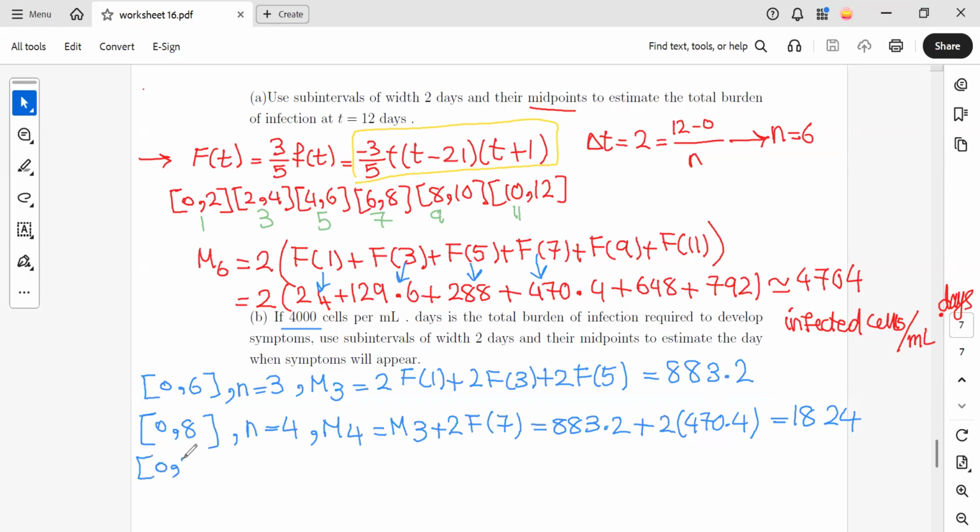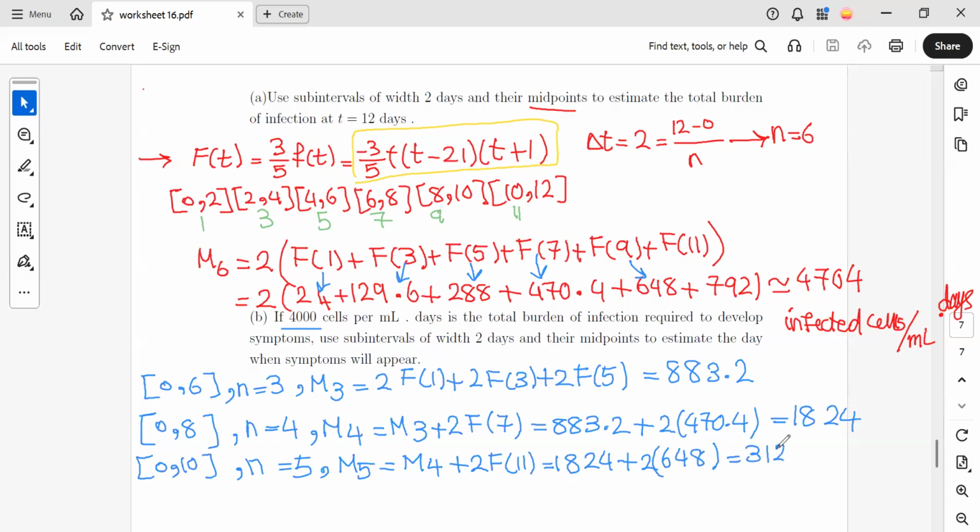Next one can be 0 and 10. n is 5 here. And we are going to use m sub 5. It means that you are going to use m sub 4 plus one more. In here, 2f of 11. So the previous amount, which is 1824, plus 2 times f of 9 that we have here, 648. Altogether, 3,120, which is still less than 4,000.